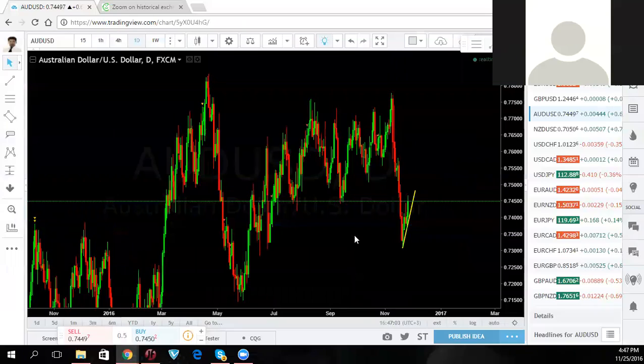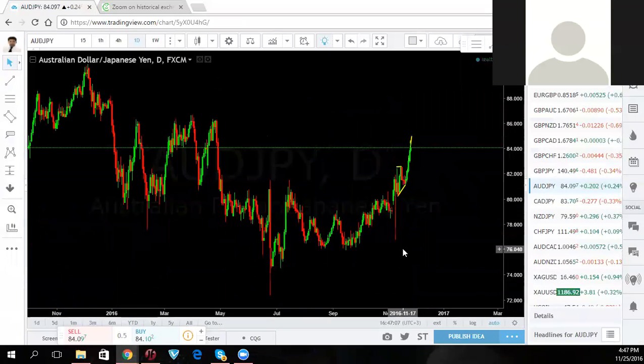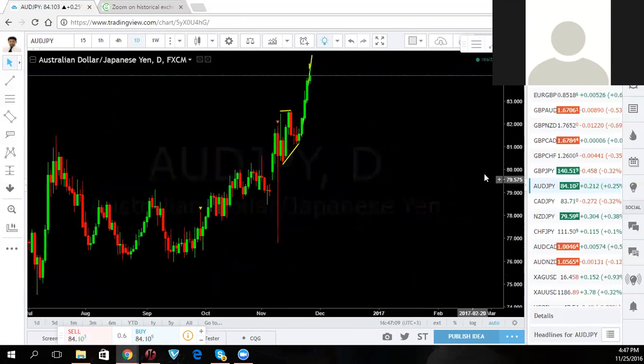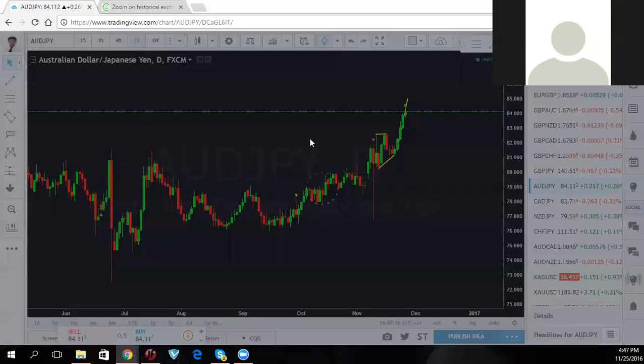Let's go back to a chart that I lost, that a lot of trolls were coming to. Let's go to the Aussie Yen. This is the one I want to talk about. This was the one I posted. We were actually trading this. So let's look at this chart I posted. Come on, it's opening.